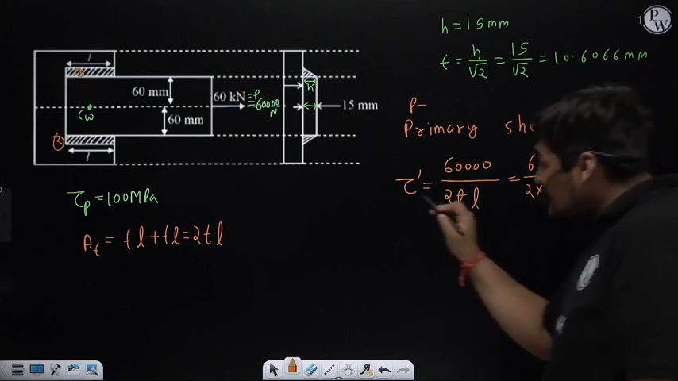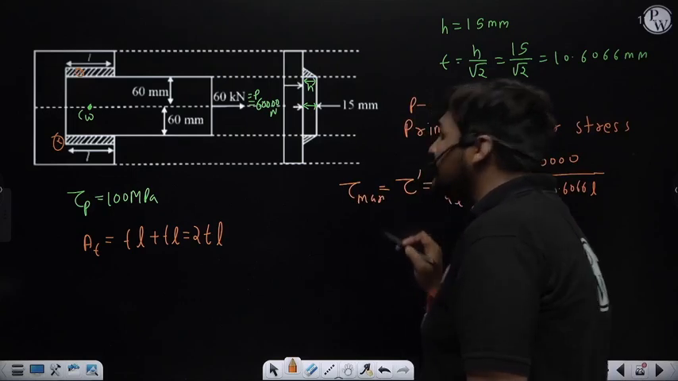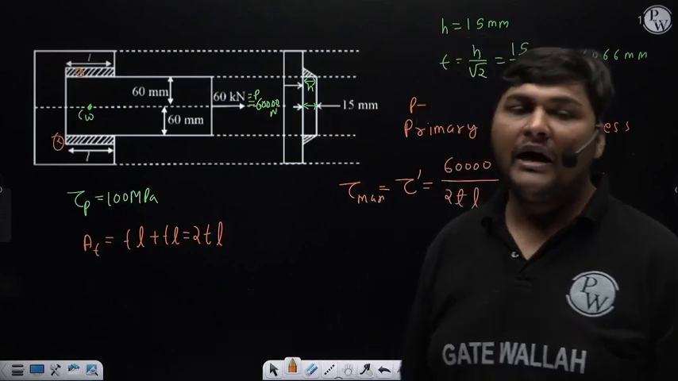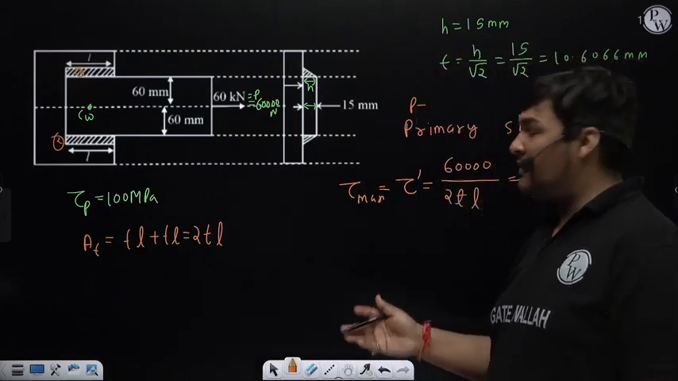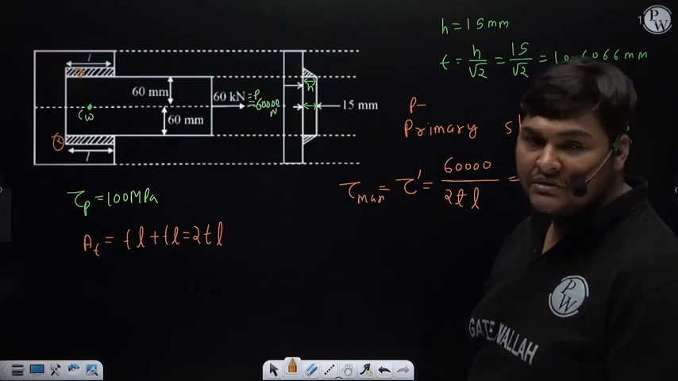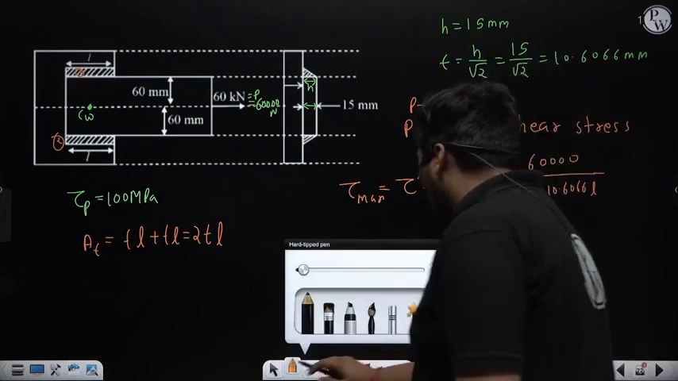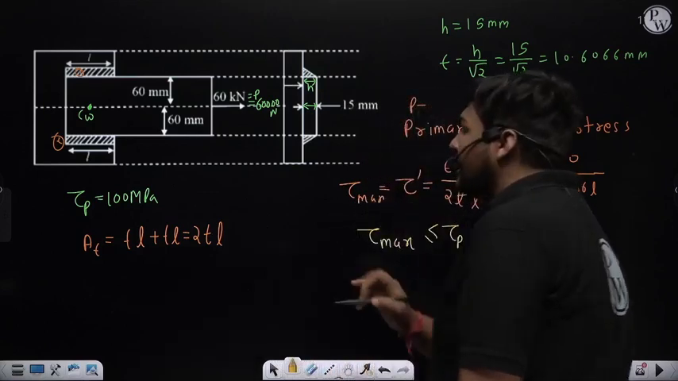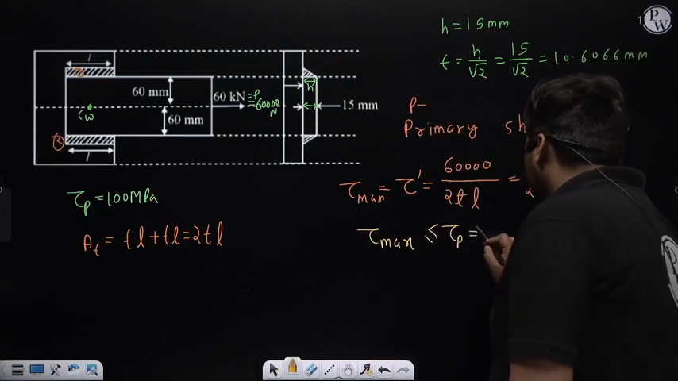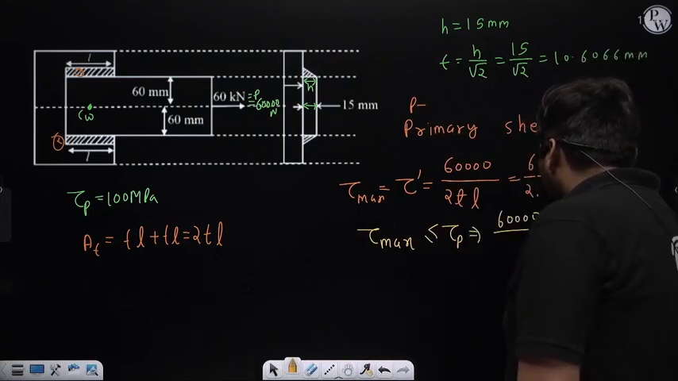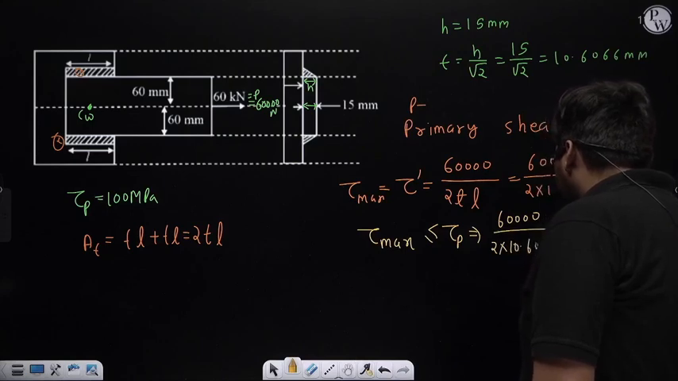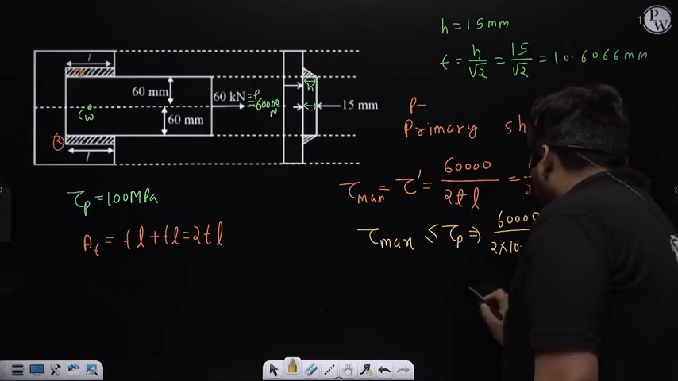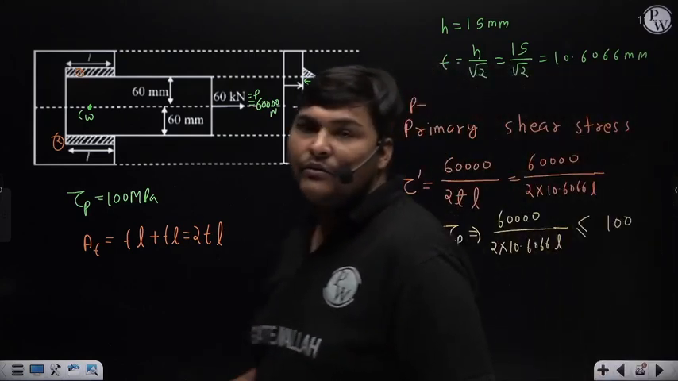And this is the maximum shear stress. Why? Because right now no other stress other than primary stress is coming in the weld, no secondary stress, so this primary shear stress will be the overall maximum shear stress. For design, this overall maximum shear stress must be less than or equal to the permissible shear stress of the weld material, which is given in the question. So this maximum shear stress, 60,000 divided by 2 into 10.6066 into L, must be less than or equal to the permissible shear stress, which is 100. From this you can calculate the limiting value of L.